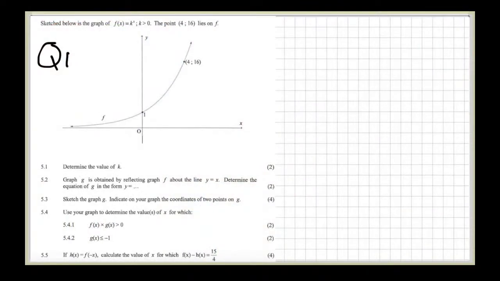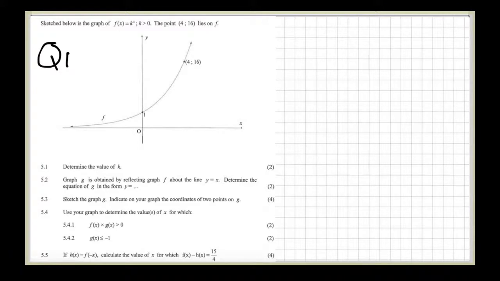So, ladies and gents, this is our first question. Let's just first read through the question. The question states, sketch below is the graph of f of x equal to k to the x, with k being bigger than 0. The point (4; 16) lies on f. And there they gave you the sketch of f.